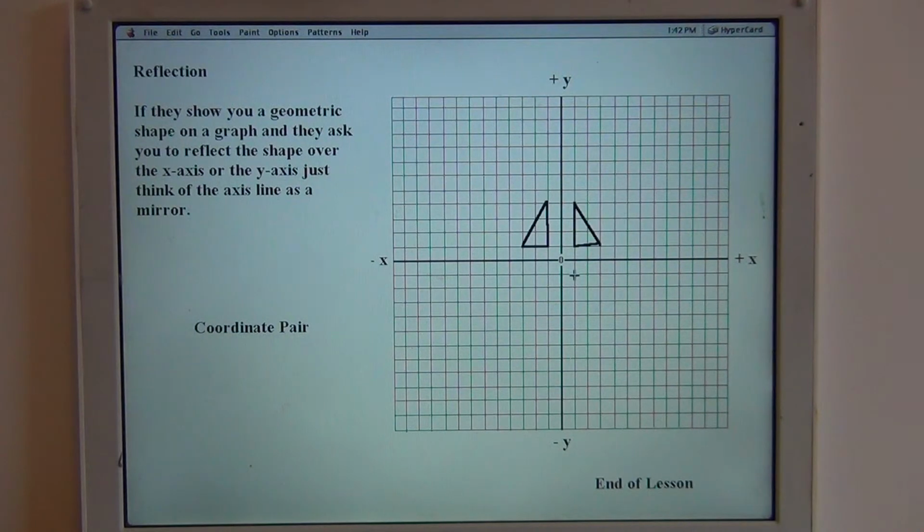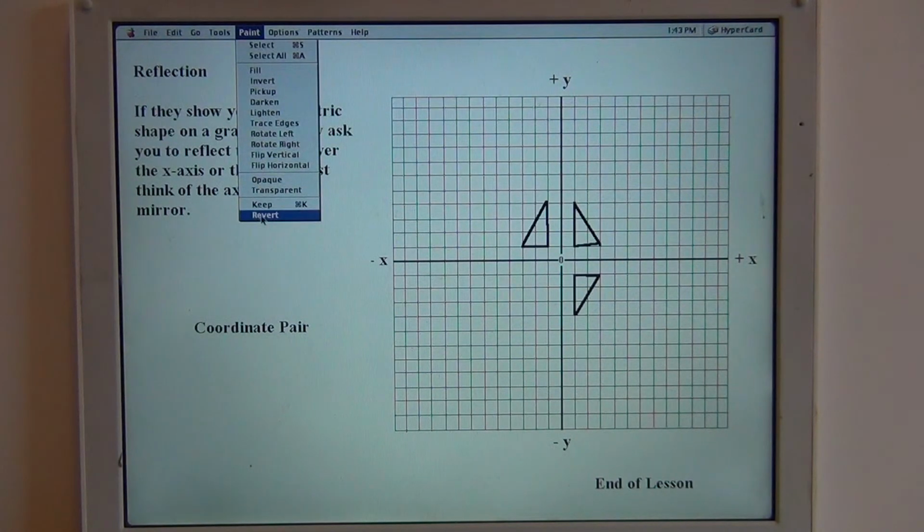Suppose they wanted you to reflect it over the x-axis. Well, you would just go like that, and like that, and like that. And there you have it reflected over the x-axis. Okay, that's pretty simple and straightforward, and you can be pretty sure you probably will get a problem like that. Let's take a look at a different one.